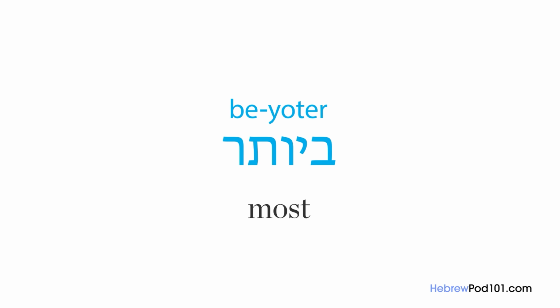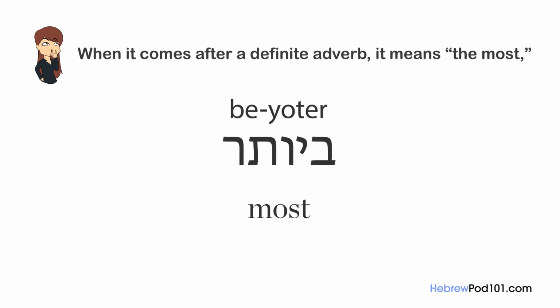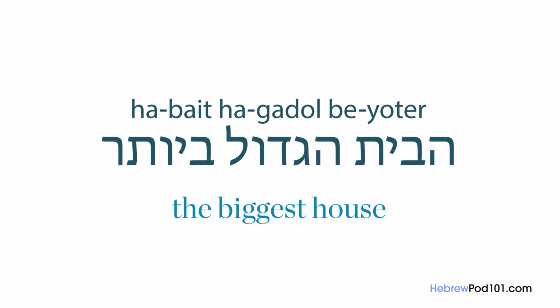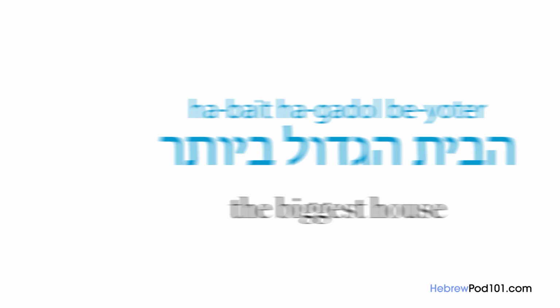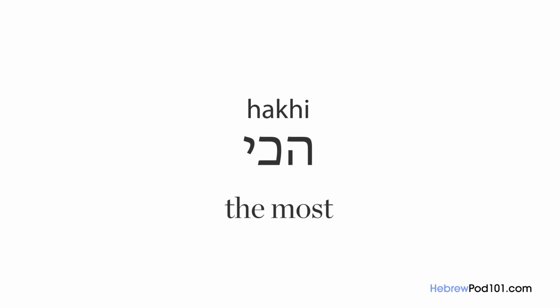The adverb ביותר comes after the adjective. When it comes after a definite adjective, it means the most, like in the biggest house, הבית הגדול ביותר. When it comes after a verb or an indefinite adjective, it means quite, very much, like in a very big house, בית גדול ביותר.